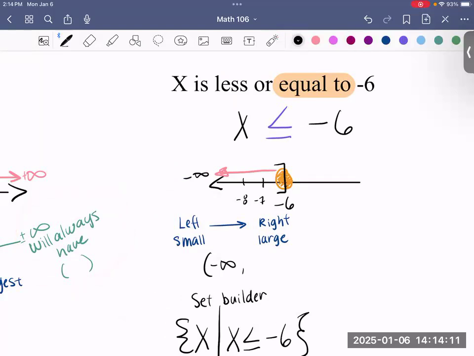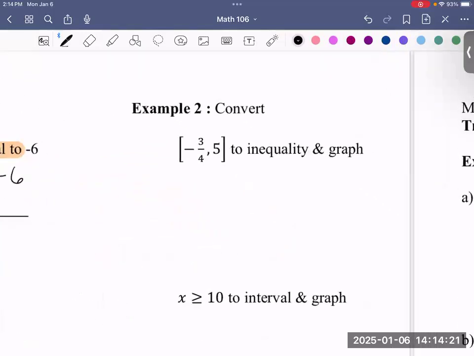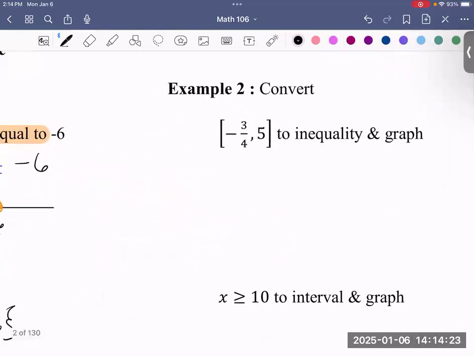Right, and then we're going to go all the way towards the right and we stop on 6. We get to include 6. Now let's just do example 2. It says convert to inequality and graph notation.